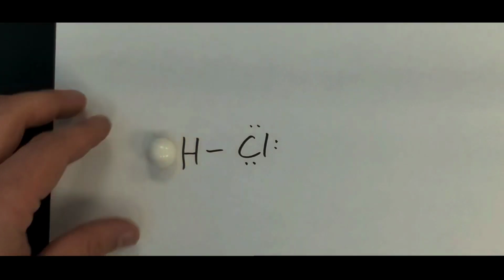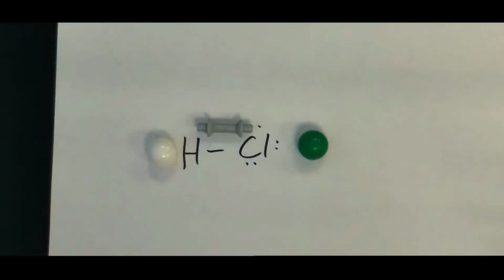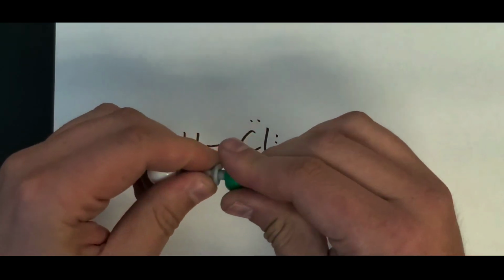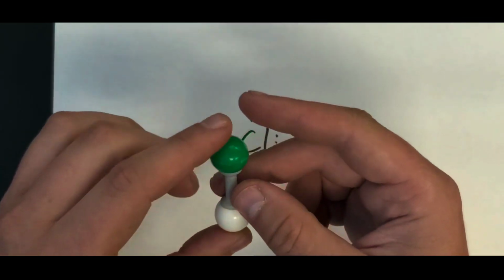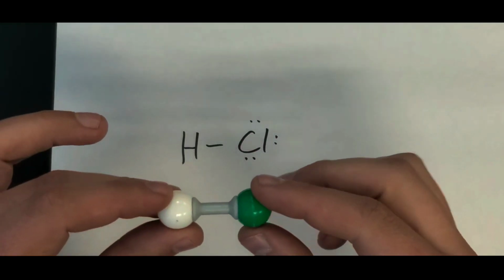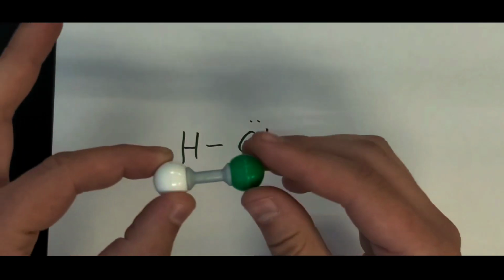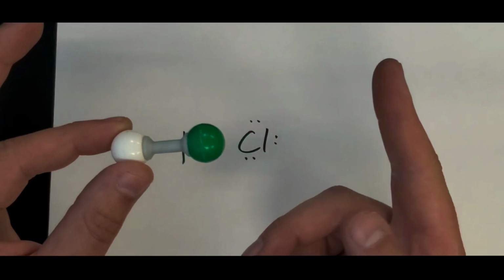Okay, so I'm on a new sheet of paper here. We're going to build the model of this. We have a hydrogen that is single bonded to a chlorine. It's a pretty simple model. And that's it. There's really not much more to say about this. It is going to be a linear molecule just because these are 180 degrees apart from each other.